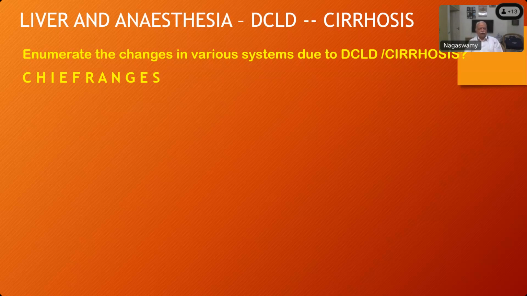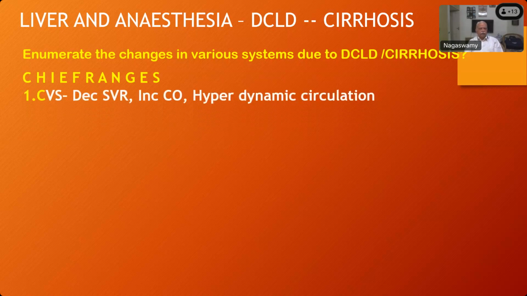A normal healthy heart should exhibit only bradycardia. On the contrary, a deeply jaundiced patient has a tachycardia. It indicates underlying heart failure or a decompensation of the heart function. This is a very important point given long back in the first edition of Miller itself. The tachycardia in a jaundiced patient always indicates a very severe degree of cardiac failure. Okay, so in CVS there is a decrease in SVR, an increase in cardiac output, and hyperdynamic circulation.